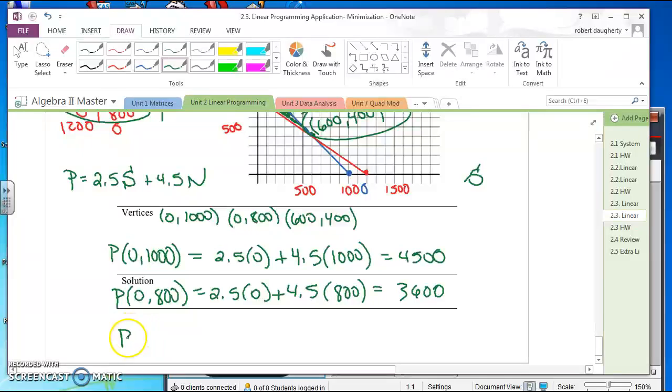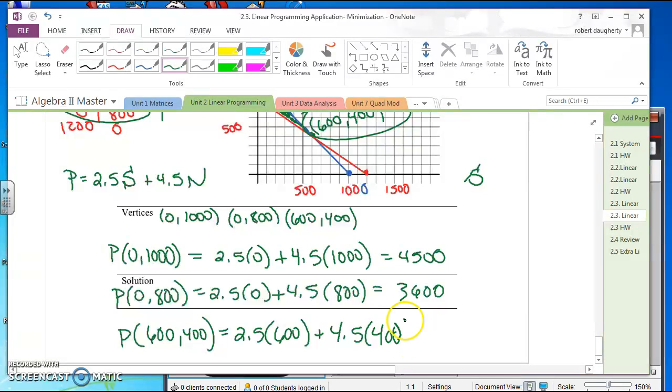And then let's try the last point, 600, 400. So that's 2.5 times 600 plus 4.5 times 400. So let's see, that's 1,200 plus 300, so that's 1,500, plus 1,600 plus 200 is 1,800. Add those and I get 3,300. So looking at the minimum payout, that would be 3,300.